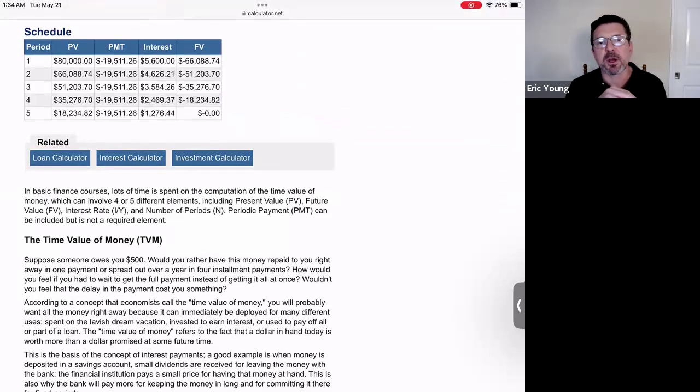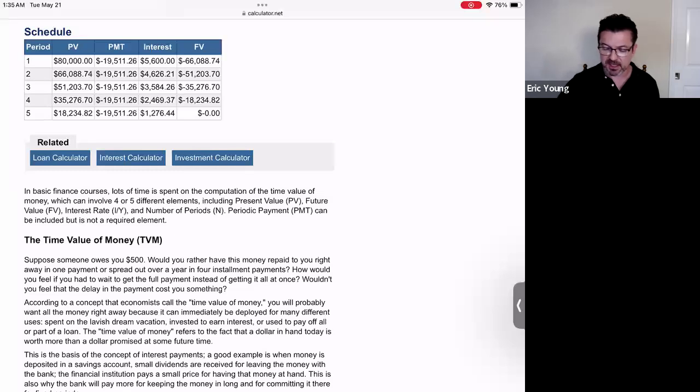But look at the fourth column. Look at the amount that is going toward interest. Every year, less and less and less goes to interest. In the first year, $5,600 went to interest. Well, if you're paying 19,511 and 5,600 is going to interest, only the difference, 19,511 minus 5,600, is going to principal.